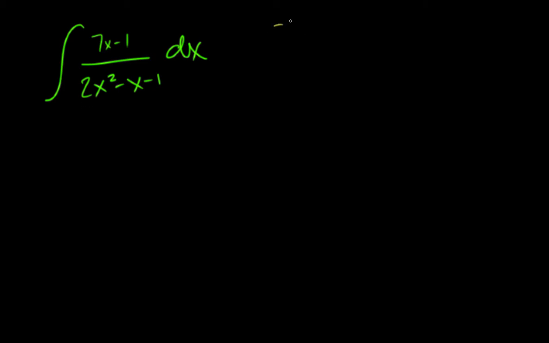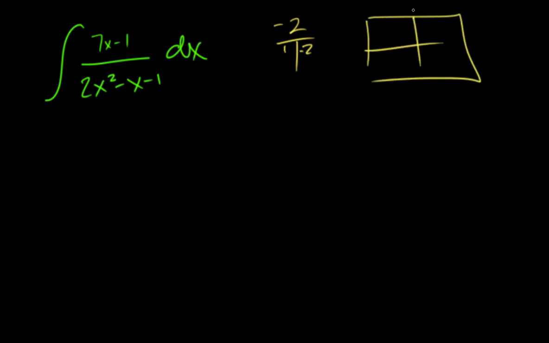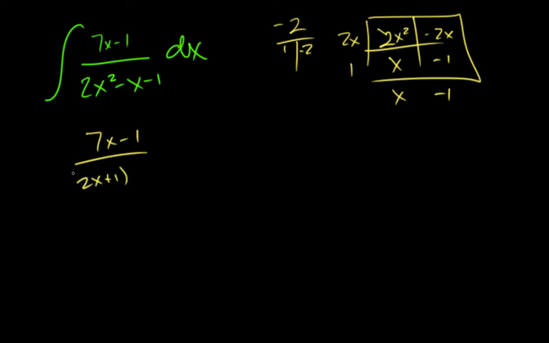And so we multiply those, it's negative 2, 1 and 2, make a negative 2, and we can do box method. That's 2x squared, negative 1, x, negative 2x. Okay, so we can take out a 2x here, we can take out a 1 here, we can take out an x here, and a negative 1 there. So we can rewrite this as 2x plus 1 and x minus 1.